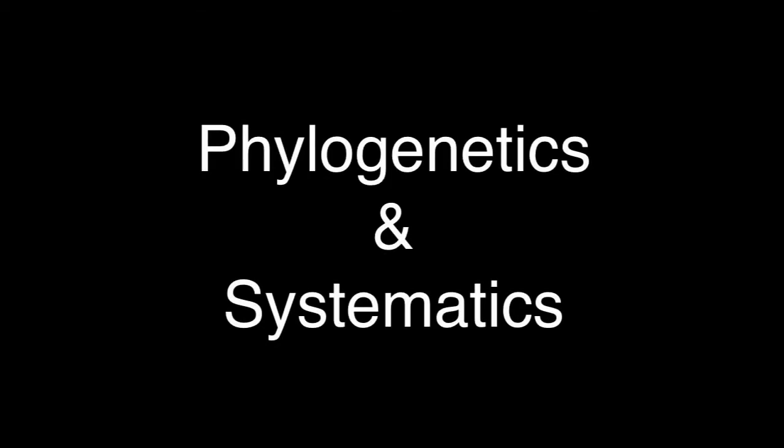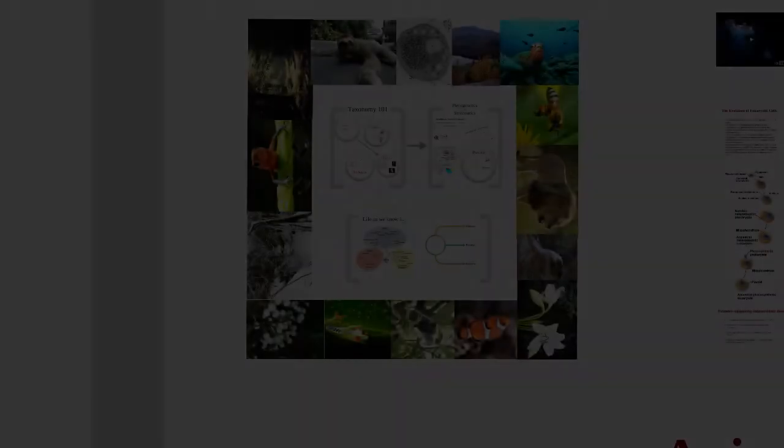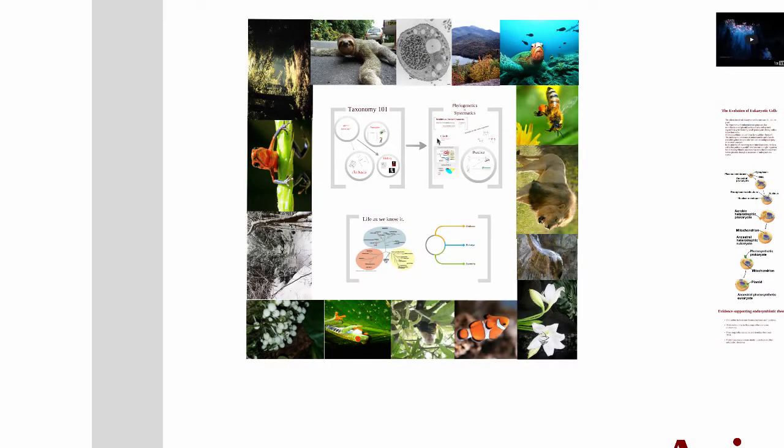Hi, everybody. Remember last time we went over some basics of taxonomy. I talked a little bit about what it is, how it works, a little bit of the history, and we went over a couple of examples. And that should give you enough background to dive right into the phylogenetics and systematics portion of it.